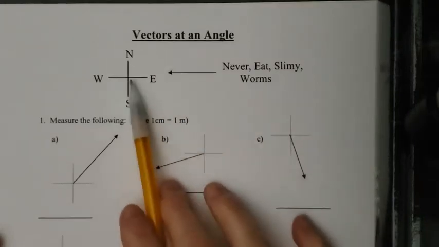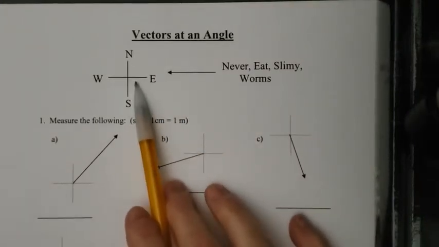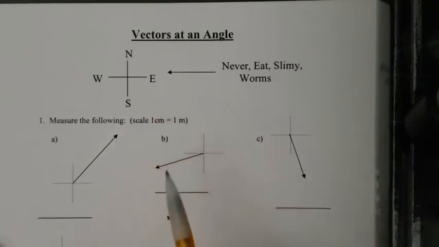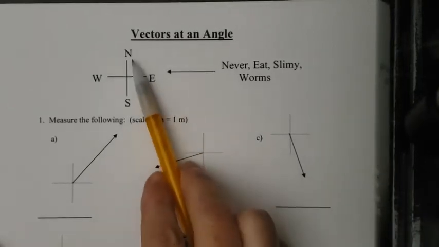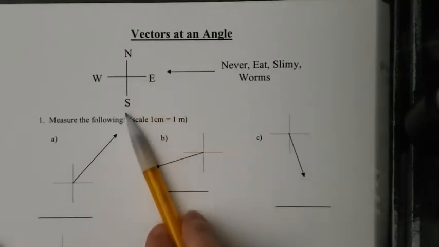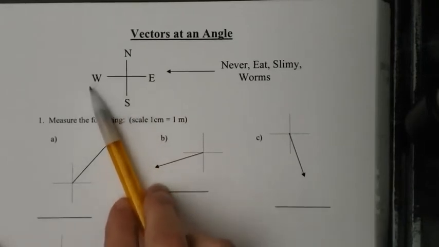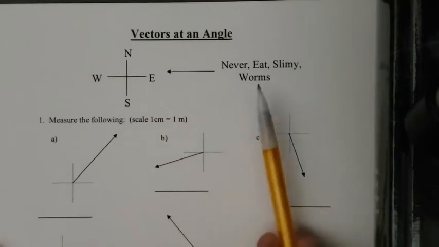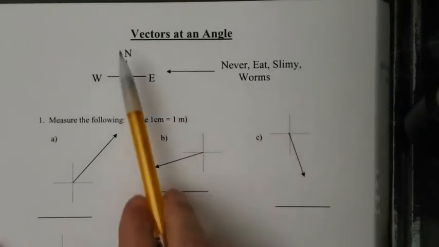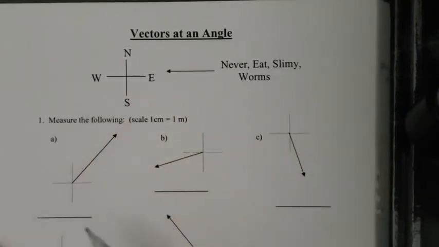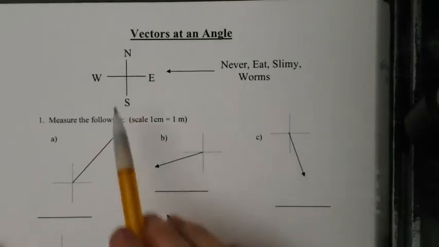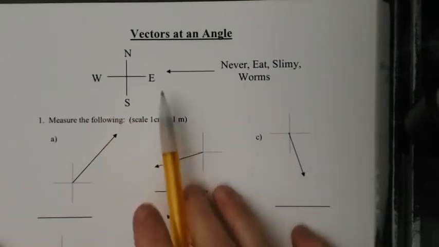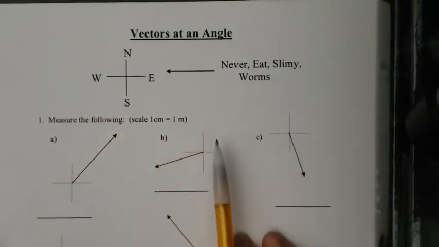Vectors at angles. Before we even start with directions, we need to know the basics. We will always assume that the top of the page is north, the bottom of the page is south, the left is west, and the right is east. To remember this, you can use the saying, never eat slimy worms. I always remember top and bottom being north and south, and then it has to spell "we." But any way you remember, it'll be fine.